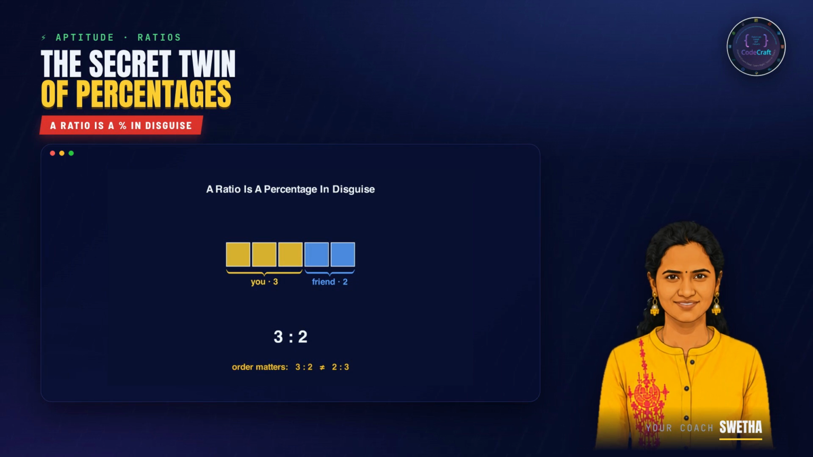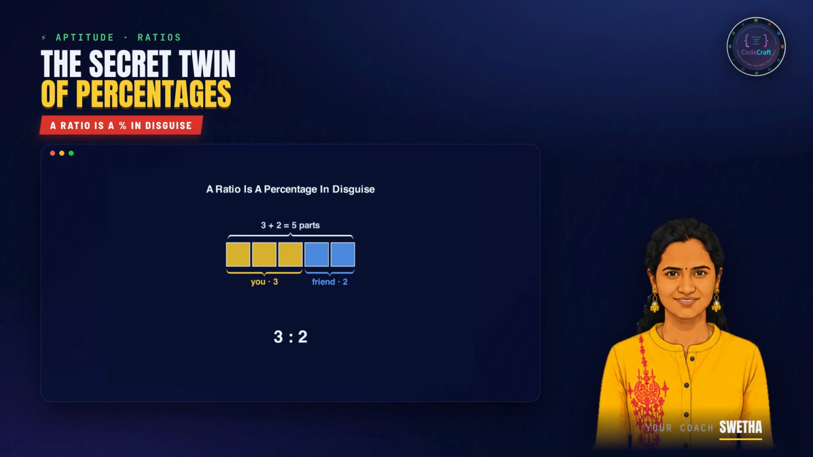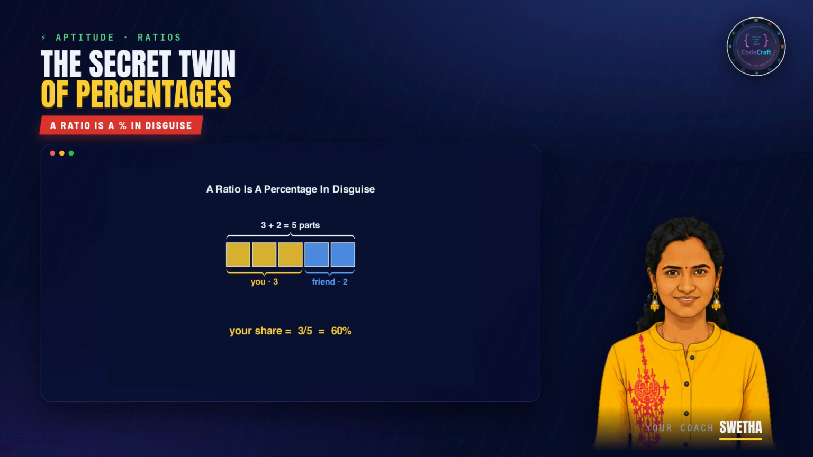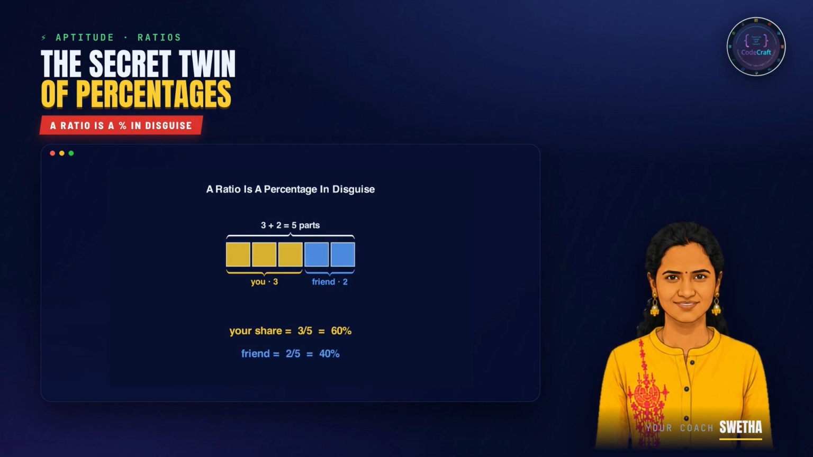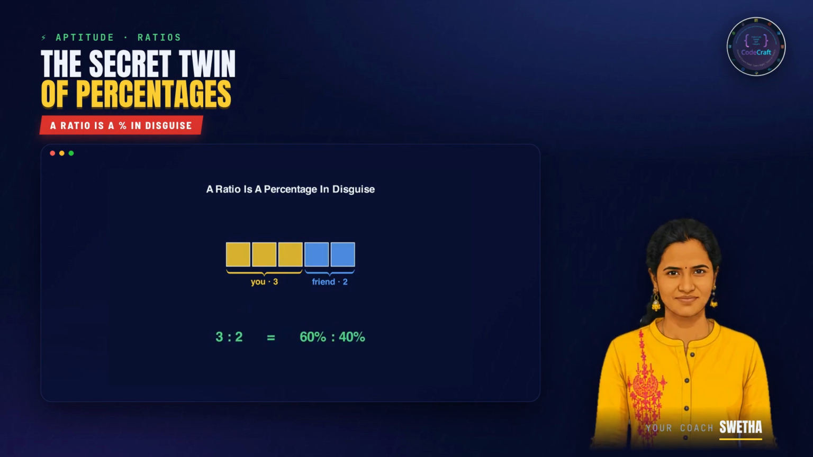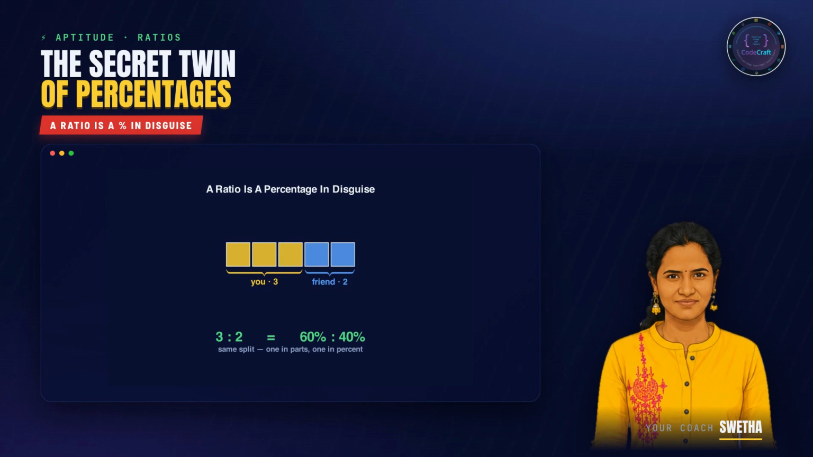Now, here is the part nobody tells you. Add the parts. 3 plus 2 is 5, so the whole bar is 5 parts. Your share is 3 out of 5, and 3 out of 5 is 60%. Your friend's 2 out of 5 is 40%. Look at that. The ratio 3 to 2 and the split 60-40 are the exact same thing. One written in parts, the other in percent. That is why I call ratios the secret twin of percentages.